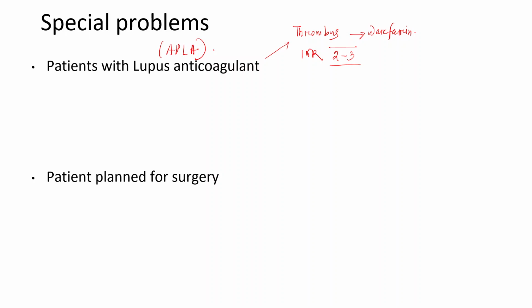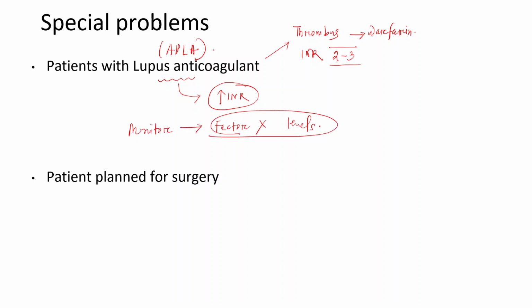The other issue is that lupus anticoagulant itself can increase the INR. So in these patients, if you are using warfarin, it is better to monitor with factor 10 levels instead of INR, because lupus anticoagulant also increases the INR.